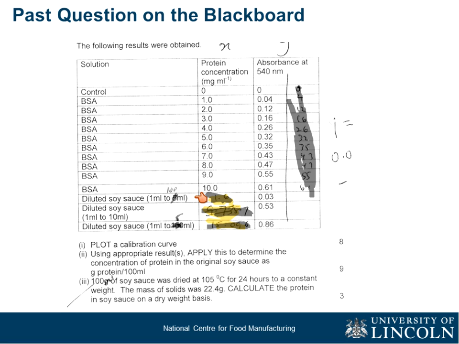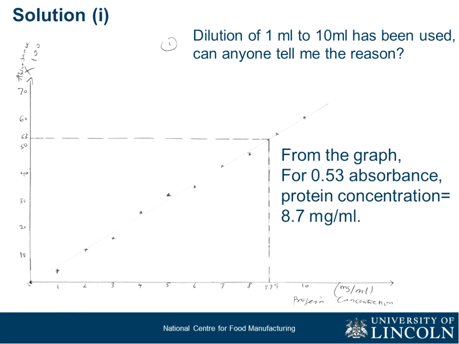Now the first thing to do is to plot the calibration curve. Now you are asked to use appropriate results to determine the concentration of protein in the original soy sauce as gram protein per 100 ml. Now let's start from the first one. Plotting this is straightforward. I believe you can do that.